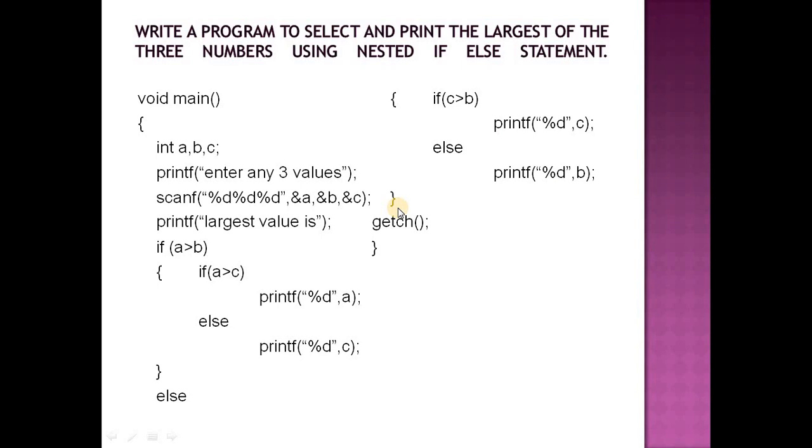So this is the end of the if statement, getch, and the end of the main program. So I hope you have understood this. Printing the largest among three numbers. This is one of the most important programs.